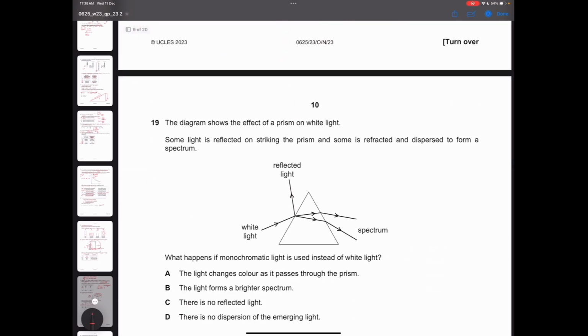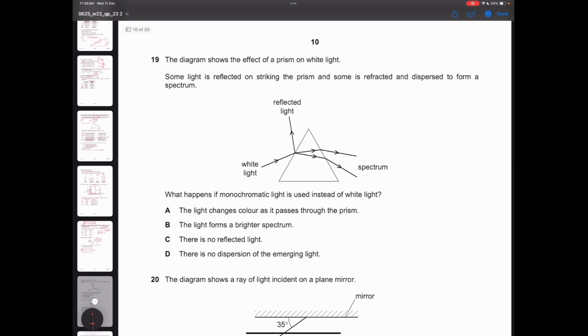Question number 19. The diagram shows the effect of a prism on light, right? White light. We know that when white light passes through a prism, it breaks into different colors because they have different wavelengths. Some light is reflected on striking, some is refracted, and some is dispersed. What happens if it is monochromatic light? Monochromatic light is a light of single color or single wavelength, you can say. Now, if only a single color is there, it won't get dispersed. How will it break into more colors if it contains only one single color? So the answer should be D.